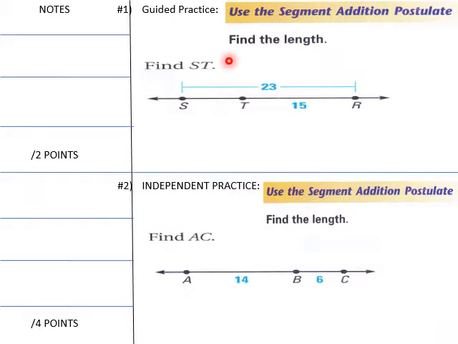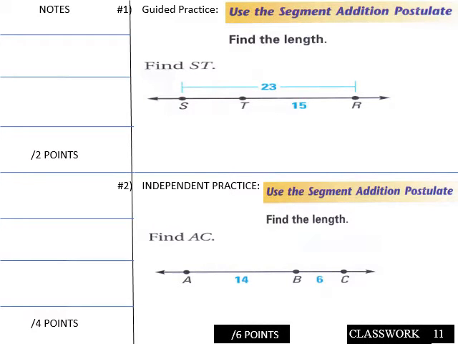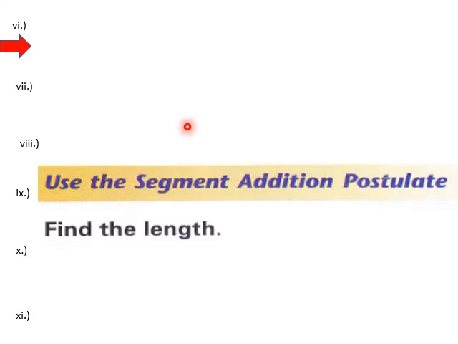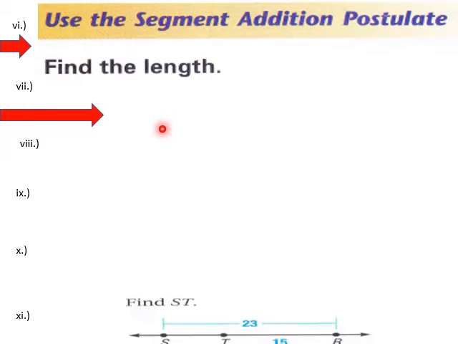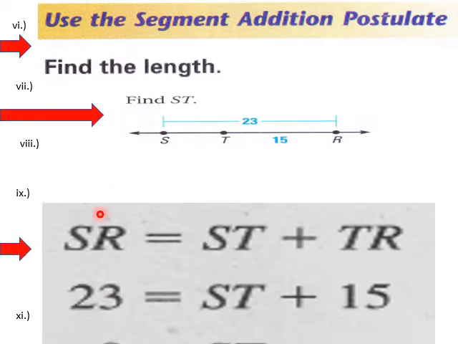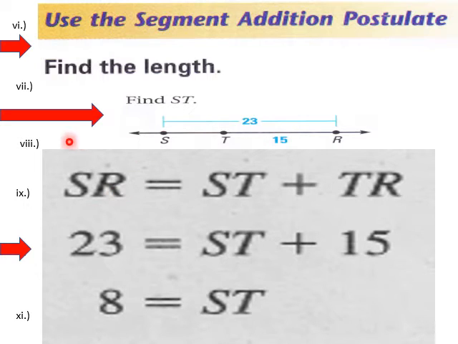For your notebook. Into our guided practice. Find ST here. So how will we find ST again? By using the segment addition postulate. We know 2 dimensions, so we can find a third by elimination. So we plug in 23 equals ST, which is what we're trying to find, plus 15, and we solve for ST. We move this over here and we get 8 equals ST.